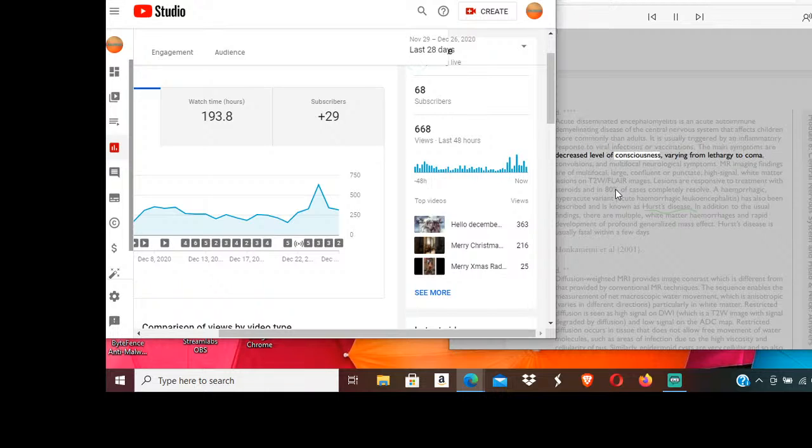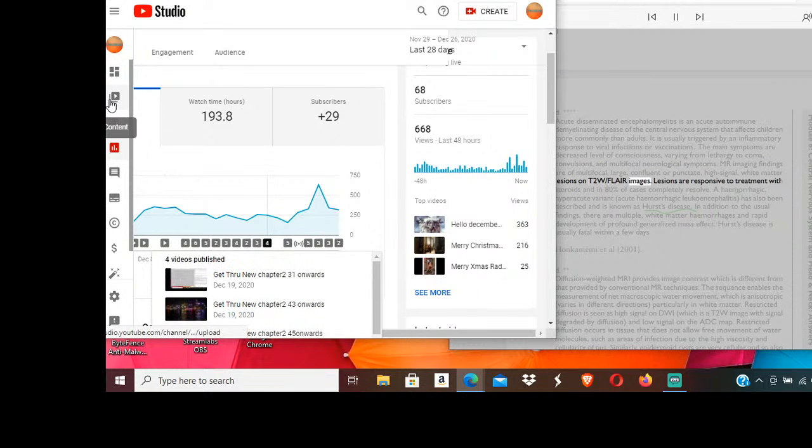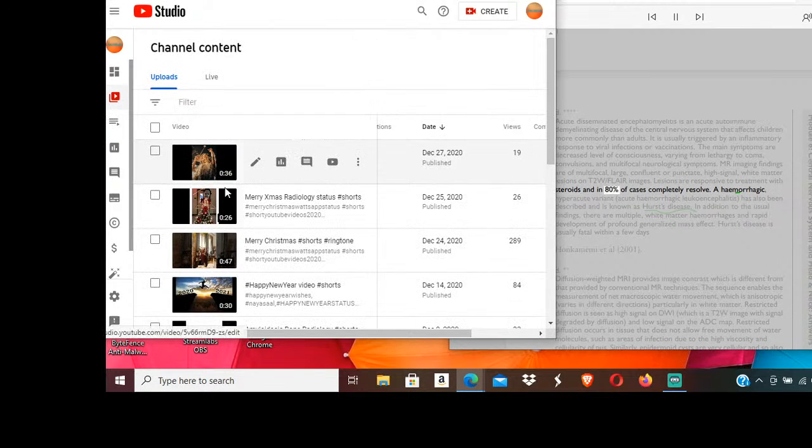The main symptoms are decreased level of consciousness, varying from lethargy to coma, convulsions, and multifocal neurological symptoms. MR imaging findings are of multifocal, large, confluent or punctate, high-signal, white matter lesions on T2W/FLAIR images. Lesions are responsive to treatment with steroids and in 80% of cases completely resolve.